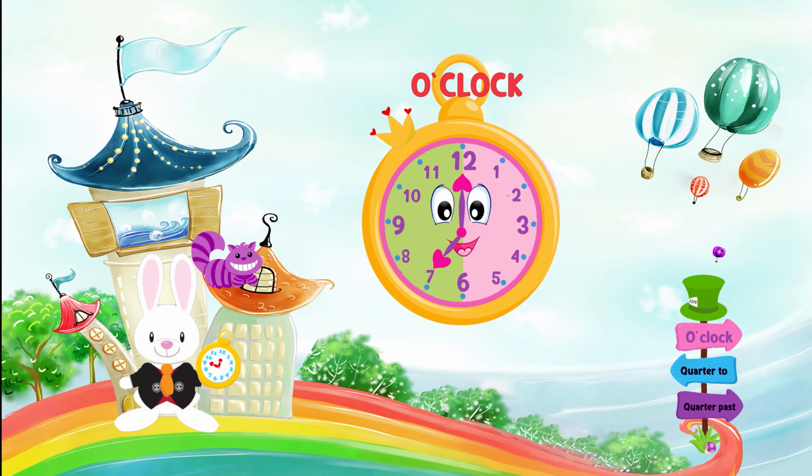When the big hand is on the 3, we say it's quarter past.